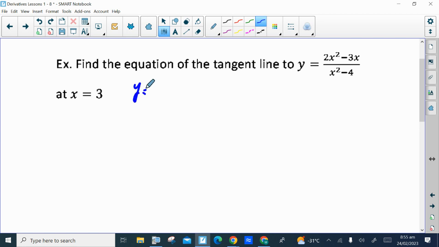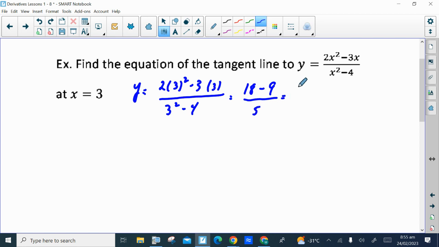Okay. So y would be found by letting x equal 3 in the equation. So 3 squared is 9 times 2 is 18 minus 9 all over 3 squared is 9, take away 4 is 5. So that gives us 9 on 5.